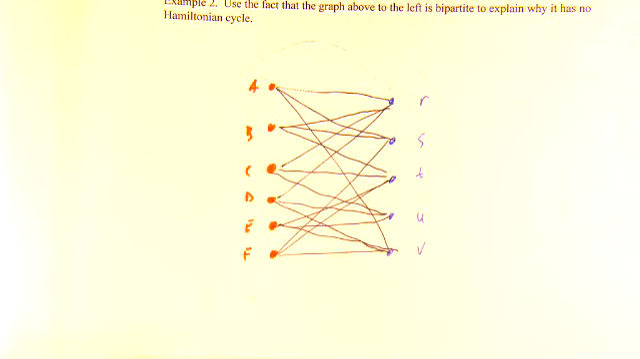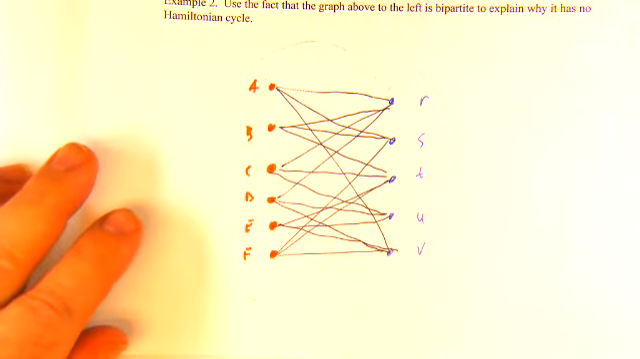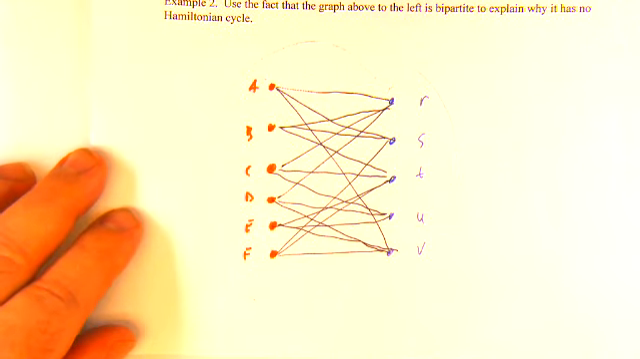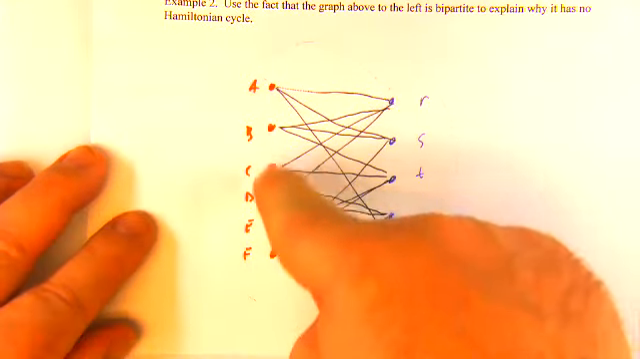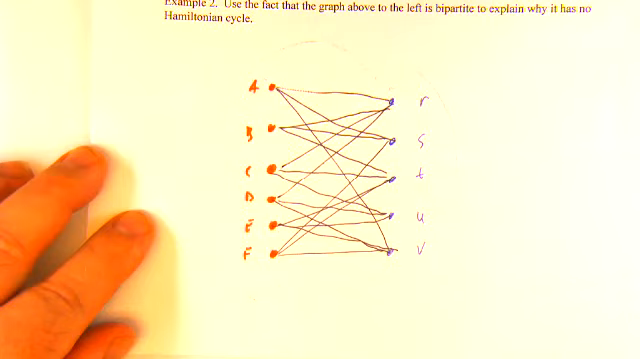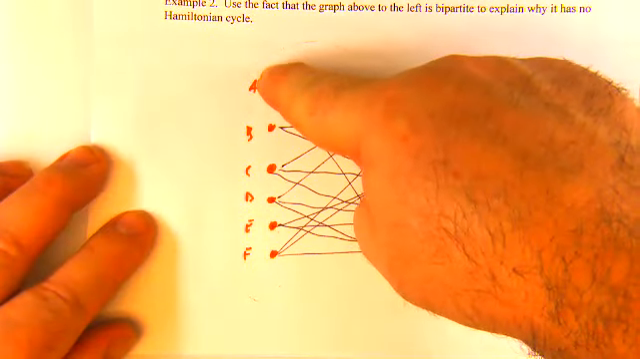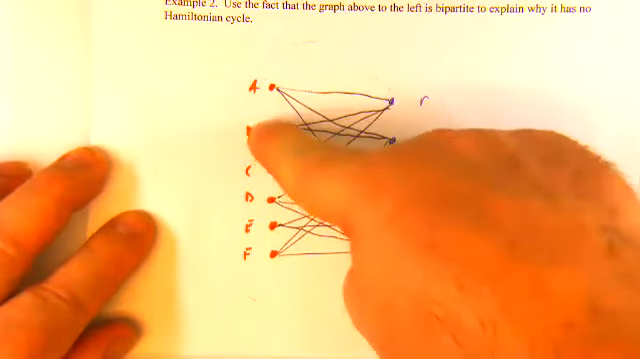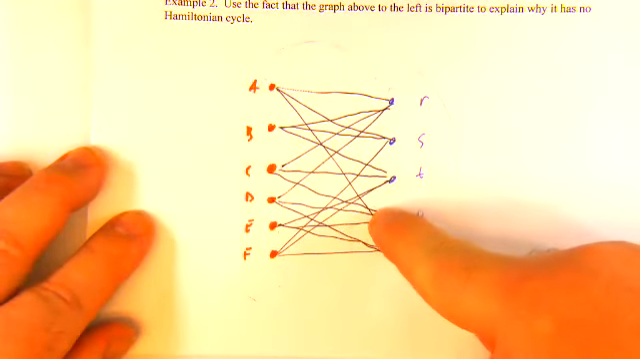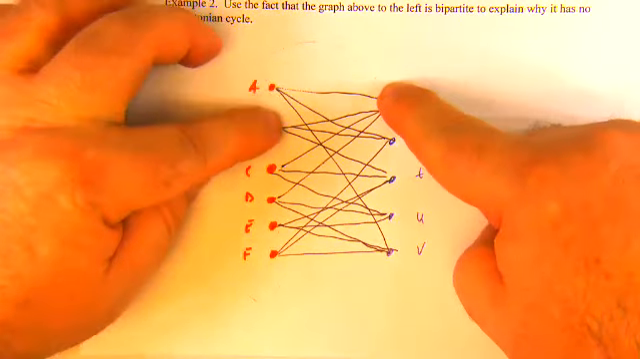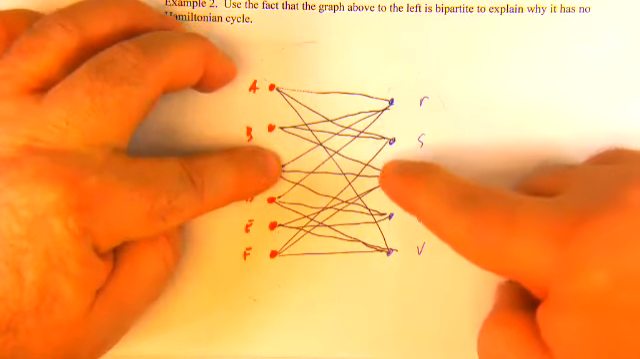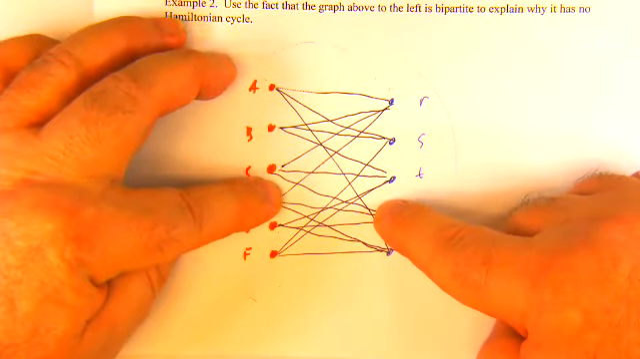And so now you can sort of see what the problem is with having a Hamiltonian cycle. A Hamiltonian cycle should start and end at the same place and should go visit each vertex. But we've got 1, 2, 3, 4, 5, 6 red ones and 5 blue ones. So if we started at a red, we can only go red to blue, blue to red, red to blue, blue to red, red to blue.